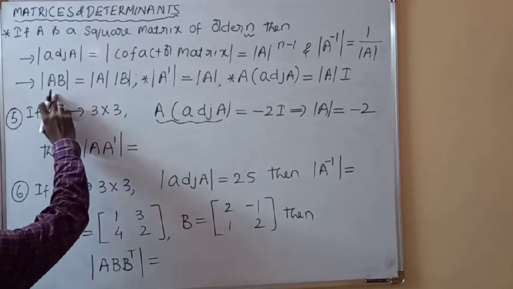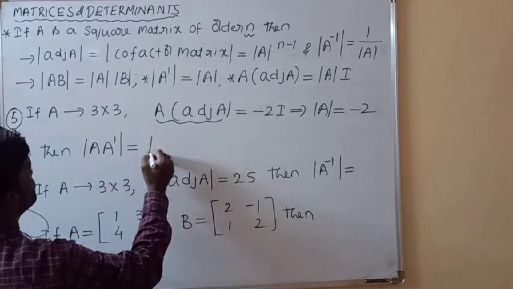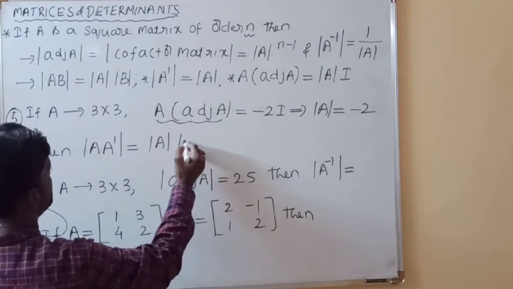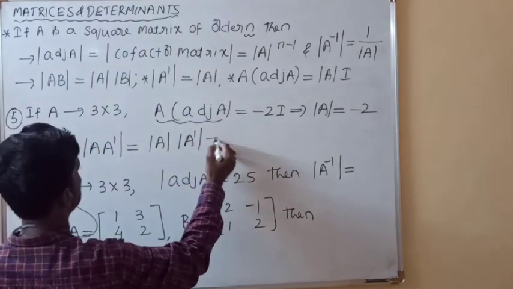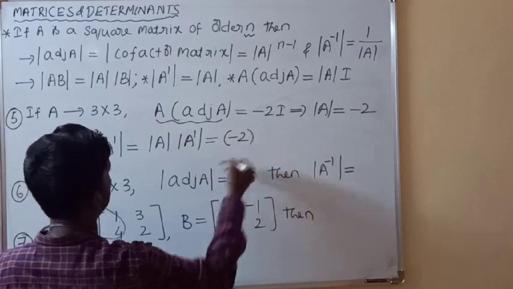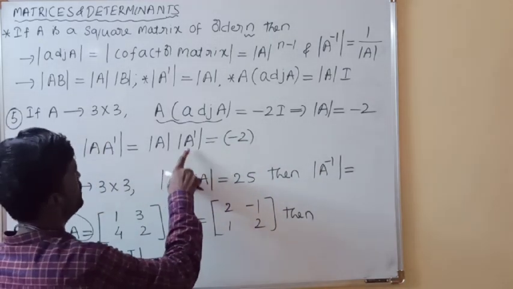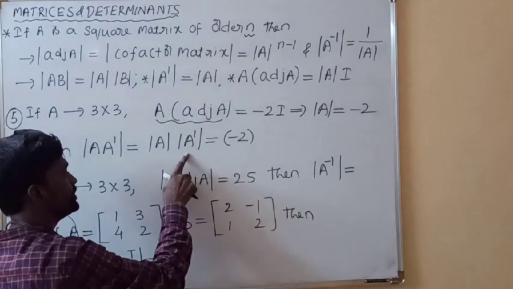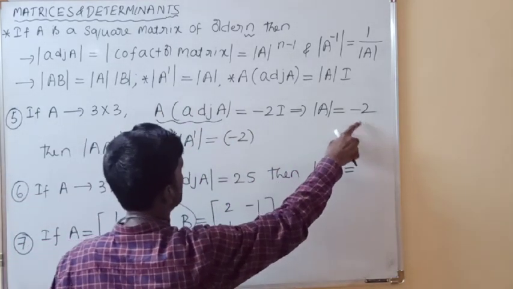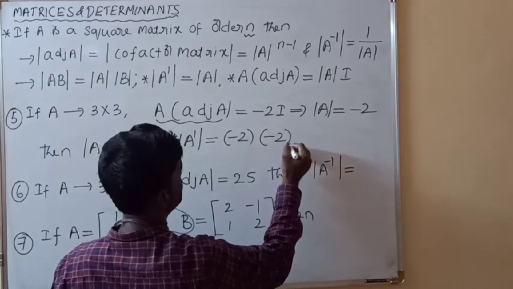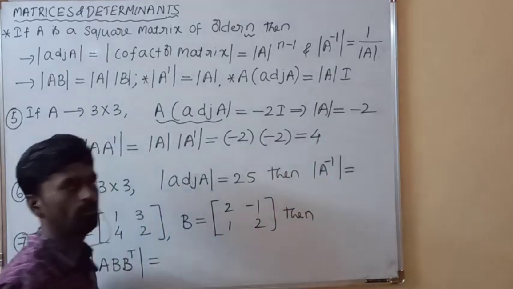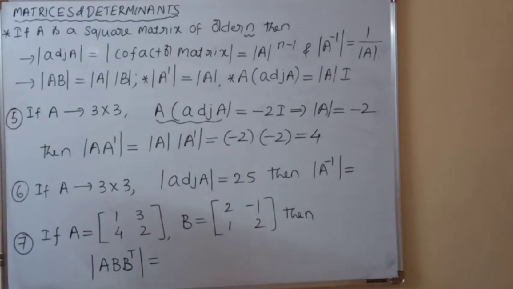So use this formula, det of AB is equal to det A into det B. Then det of AB' can be written as det A into det of B'. What is the det A value? Minus 2. But as we know, det of A' is the same as det A, so this det of A' is also minus 2. So minus 2 into minus 2, what will you get? Plus 4. Over. Hardly 5 seconds.